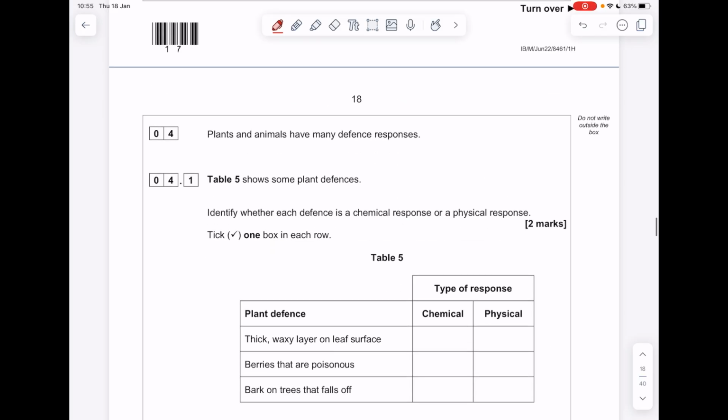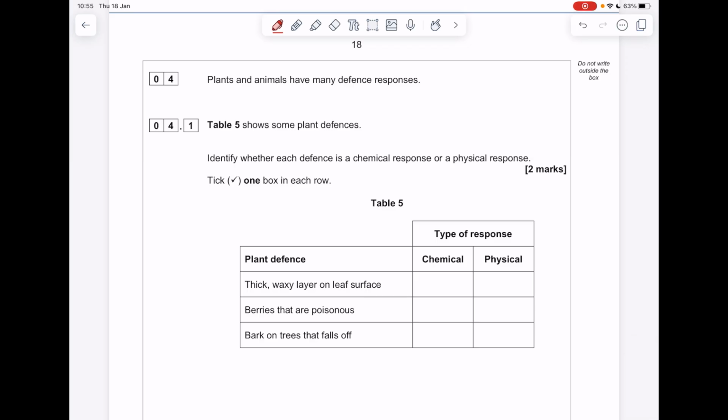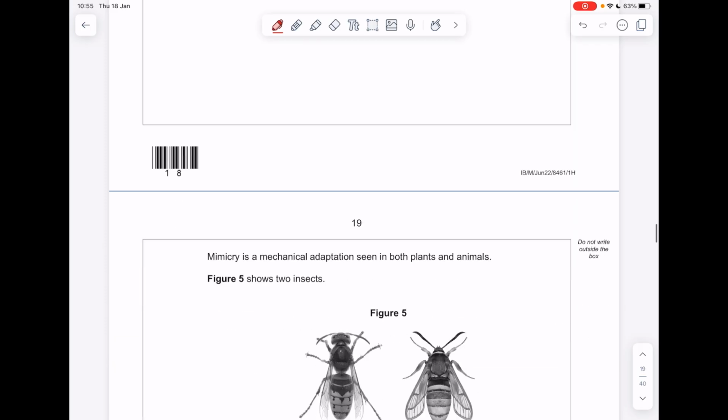Plant and animals have many defense responses. Table 5 shows some plant defences. Identify whether each defence is a chemical or physical response. Thick, waxy layer on leaf surface. Hopefully you can see because that's thick, that's physical. Berries that are poisonous, they're releasing a toxin, it's chemical. Bark that falls off the tree is again physical.